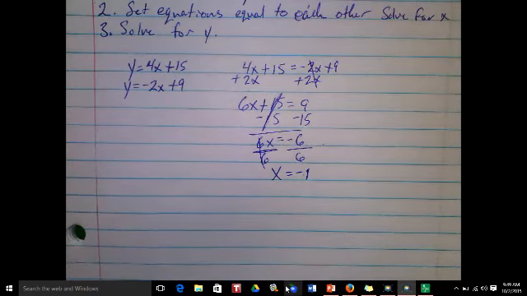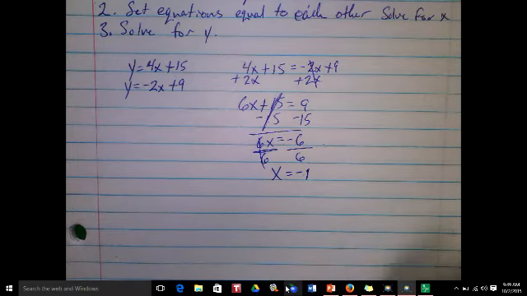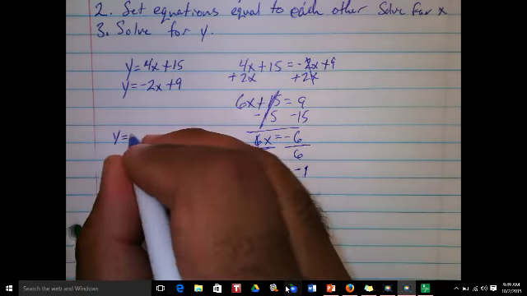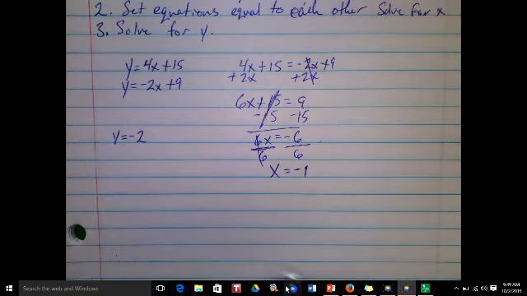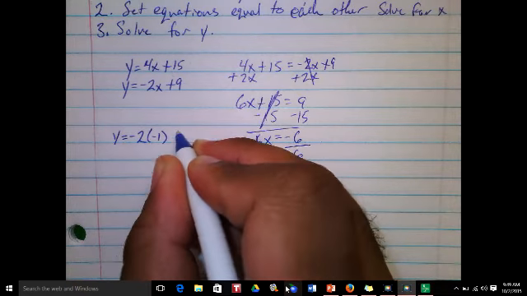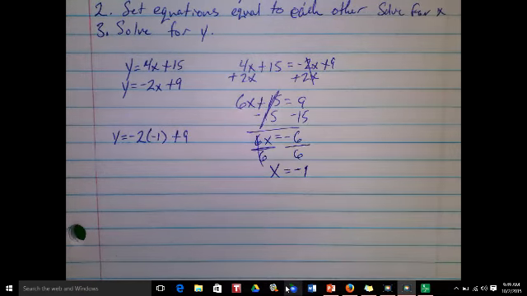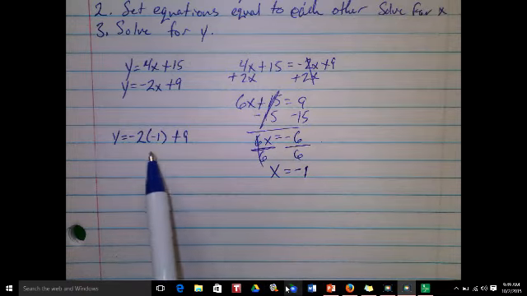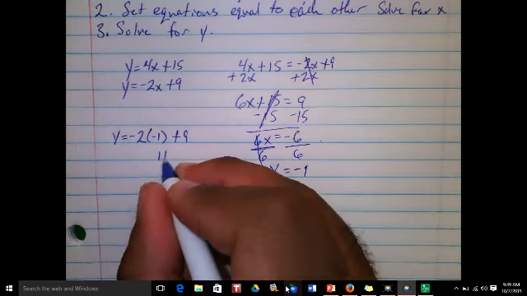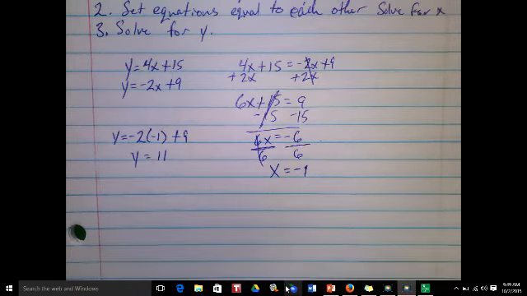All right. So wherever you see that x, you're just going to put a negative 1. So y equals negative 2x, which is negative 1, plus 9. All right, and we're just going to go ahead and solve that expression. Negative 2 times negative 1 gives you 2 plus 9. That's going to give you 11. Bring down your y, bring down your equal sign. Y equals 11, x equals negative 1.